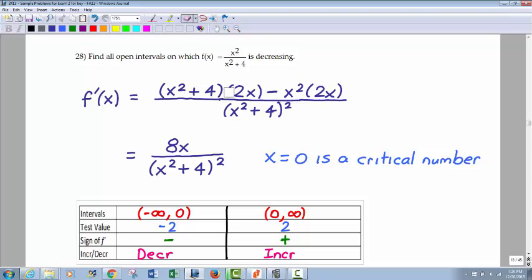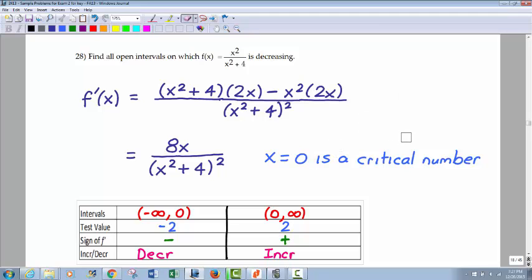Quotient rule: bottom times derivative of the top minus the top times the derivative of the bottom, which is 2x, over the bottom squared. Those do not cancel. Now remember, we're only going to be setting this equal to 0, so we don't care about the bottom anyway. So you work out that top part. You actually get a couple of 2x cubed terms, which I didn't write out and show, but they do cancel. So you really are just left with 4 times 2x, which is 8x on top. And so 0 is a critical number.